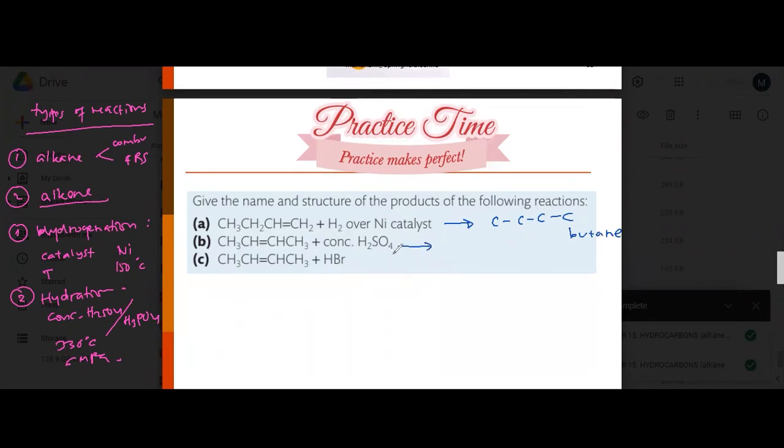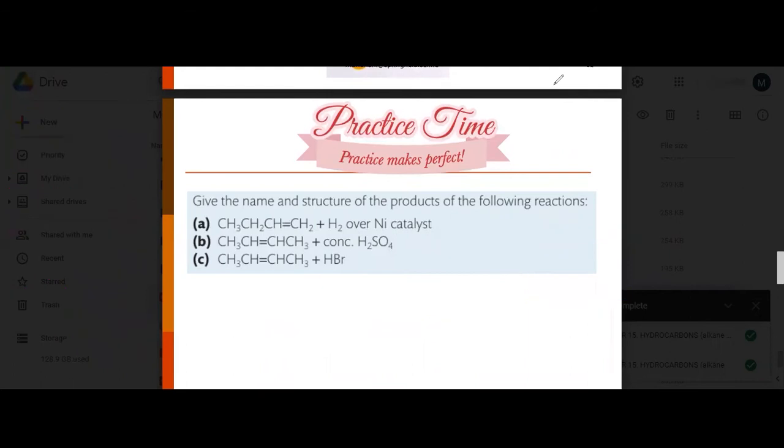With concentrated H2SO4, that means you add water. This forms an alcohol, so the name is butan-2-ol. How about this one, with HBr, CCCC? The Br goes here. This is 2-bromobutane.